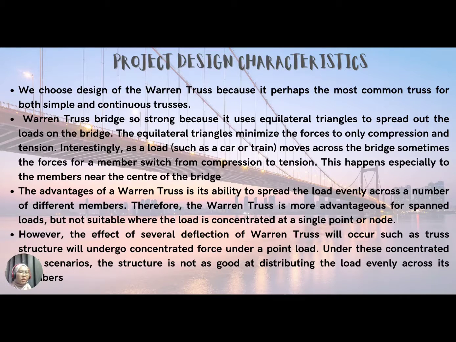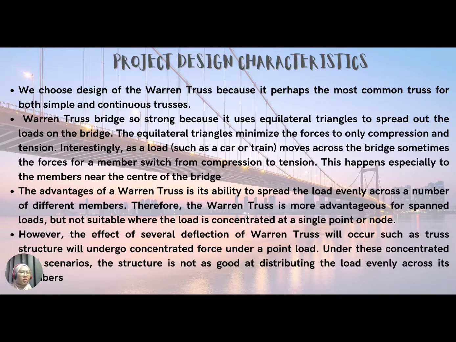Why did we choose the Warren truss? Because it is perhaps the most common truss for both simple and continuous trusses. The Warren truss is also strong because it uses equilateral triangles to spread out the load on the bridge. The equilateral triangles minimize the forces to only compression and tension.